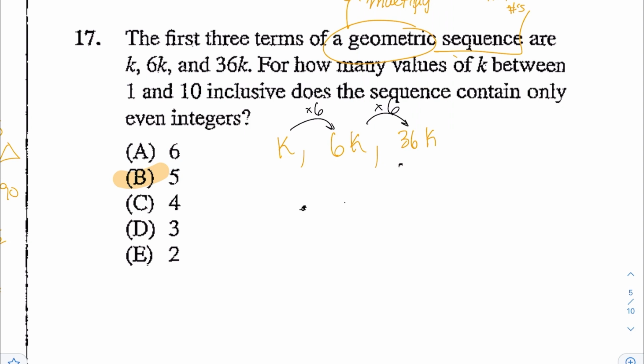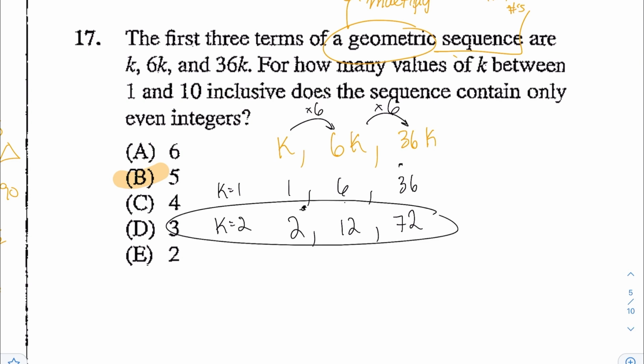Now, here you want to go through how many values of k between 1 and 10 does the sequence contain only even numbers. So you just substitute in, if k is equal to 1, you'll have 1, 6, 36. Here, 1 is not even, so you can eliminate 1. Then you substitute in 2, and that's 2. 6 times 2 is 12. And 36 times 2 is 72. So everything's even, so you circle that.